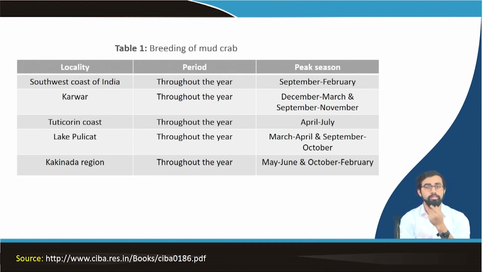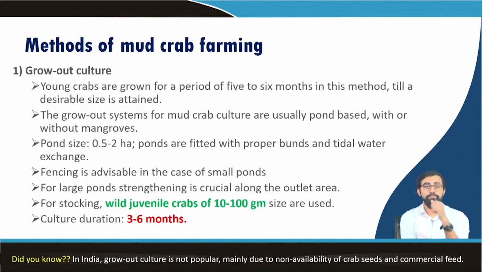In the Karwar region, the Tuticorin region, Lake Pulicat, the Kakinada region, all these regions are where we normally have this breeding of mud crab, and the peak season varies from place to place. In general, there are different methods for mud crab farming. In this lecture, we will only discuss two of them. Let's start with grow out culture.